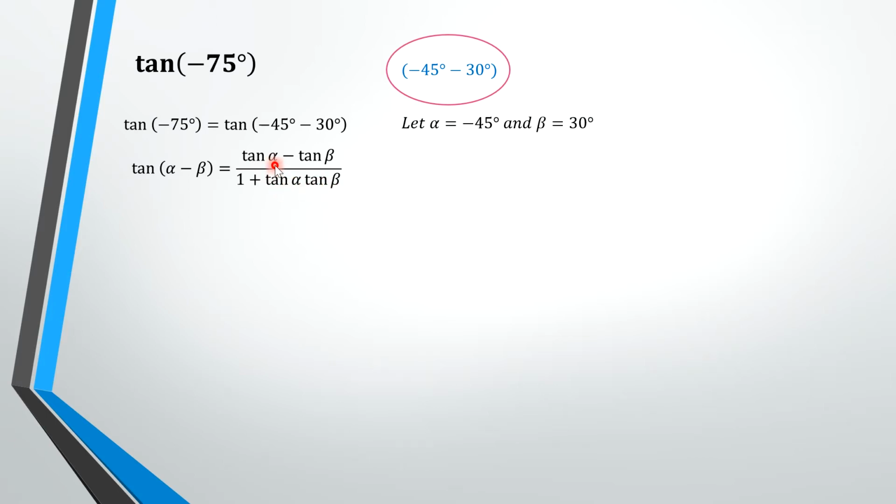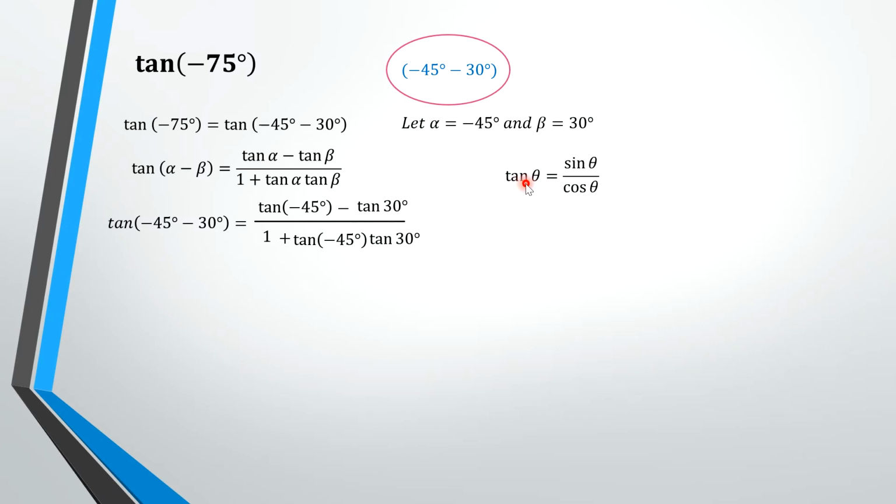After that, let's substitute all the values for alpha and beta into our formula. So we change alpha to negative 45 degrees, we simply copy the minus sign, and beta is 30 degrees. So equals tangent alpha, that is tangent negative 45 degrees, copy the minus sign. Tangent beta becomes tangent 30 degrees, and all over, copy 1, copy the plus sign, and tangent alpha is tangent negative 45 degrees, tangent beta is tangent 30 degrees. Next, we need to find the exact value of tangent negative 45 degrees and tangent 30 degrees.